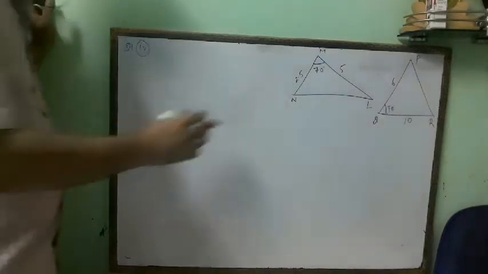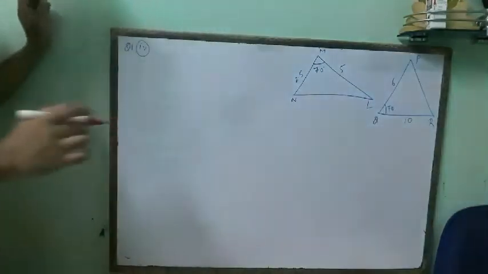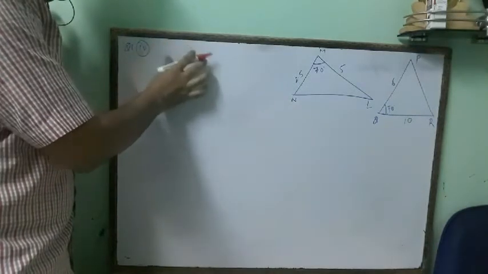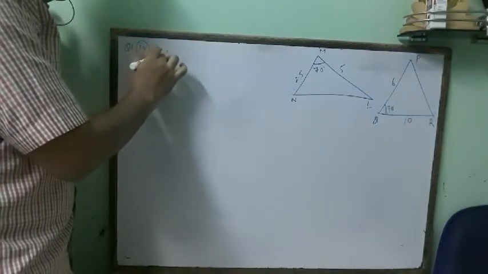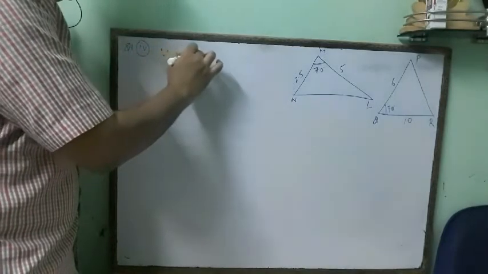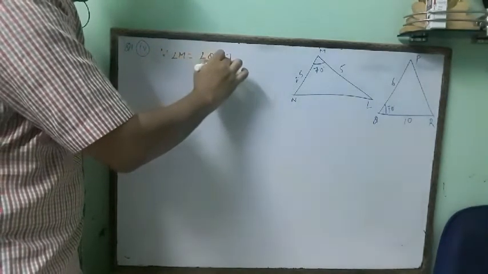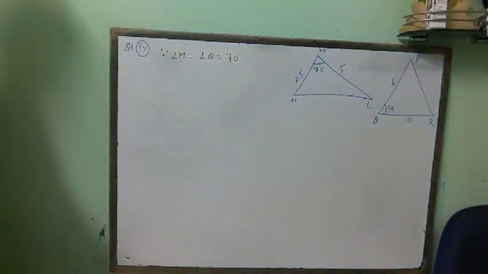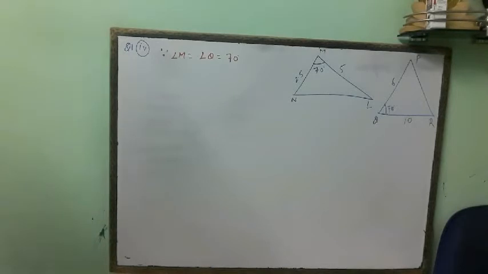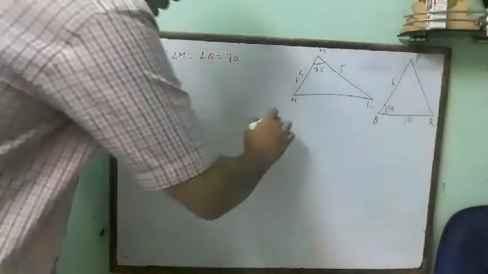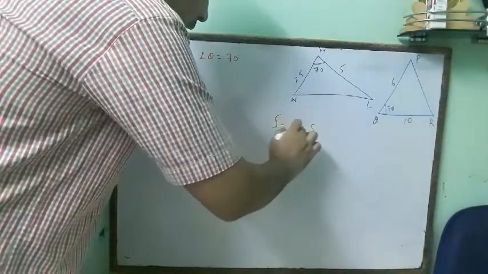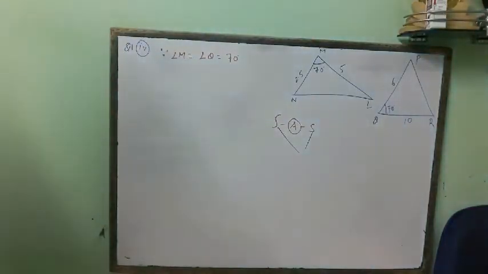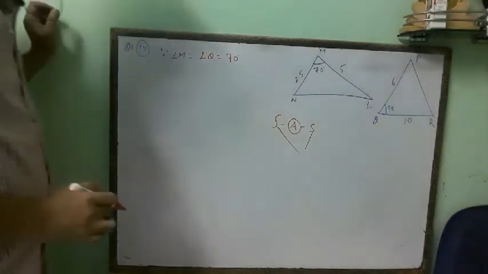See this one. Here one angle is equal, so we are saying that angle M is equal to angle Q, that is equal to 70 degrees. Now one angle and two sides are given, so the criteria we will use here is SAS, side and one angle, if it is similar.